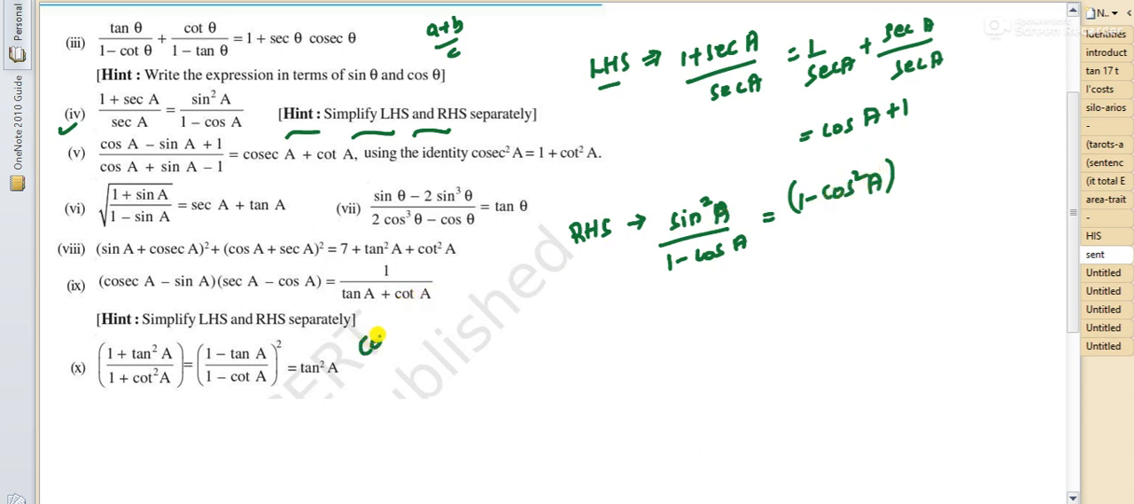Why? Because we have cos square A plus sine square A as what? Yes, it is 1. So what will be 1 minus cos square A? It will be obviously sine square A. So in the place of sine square A, I have written 1 minus cos square A. And the denominator, let me keep it as it is.